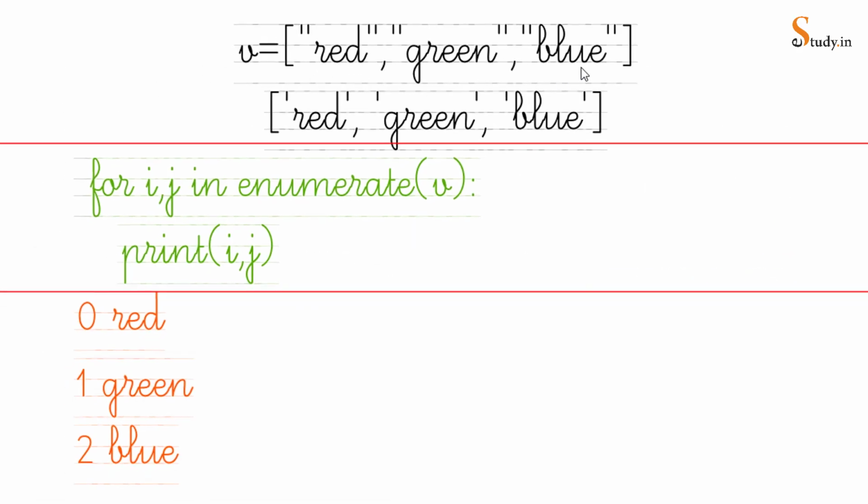If you see, we have a list here with 3 colors, and what we are doing is saying for i, j in enumerate and the name of the list. As I told you previously, the enumerate function will return the index and the value associated with that index. This is the output which you will get, because the index of red is 0. First it prints the index, then it prints the value, then the second index which is 1, and then its value, and then the third index, and then the value. So this is how the enumerate function can be used.